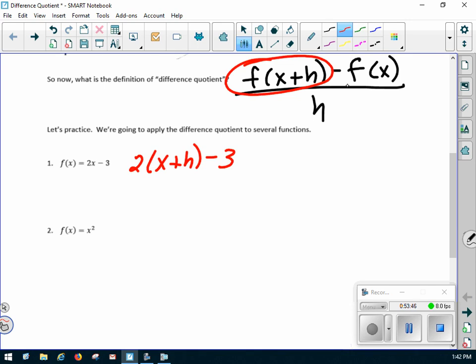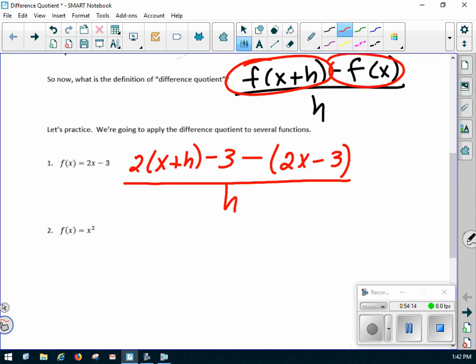Now I do this part, minus f of x. What's f of x? 2x minus 3. Why did I put that in parentheses? Because the negative, it's one term. There you go. I have to subtract that whole thing, all over h. Clean it up and you're done.